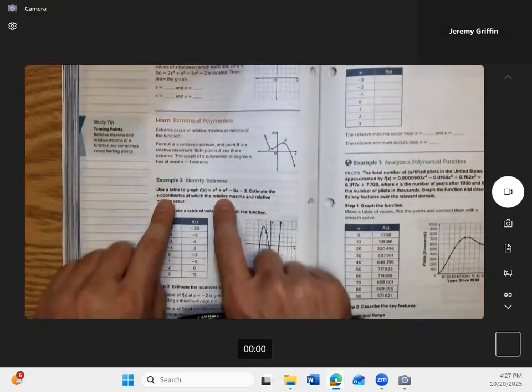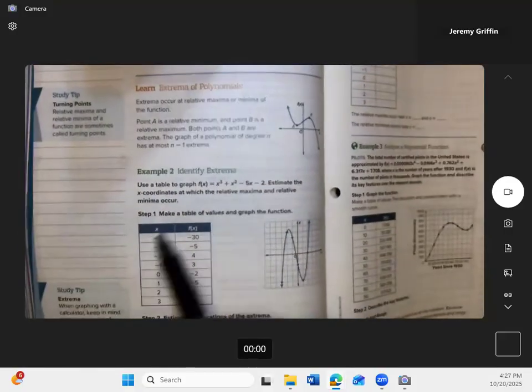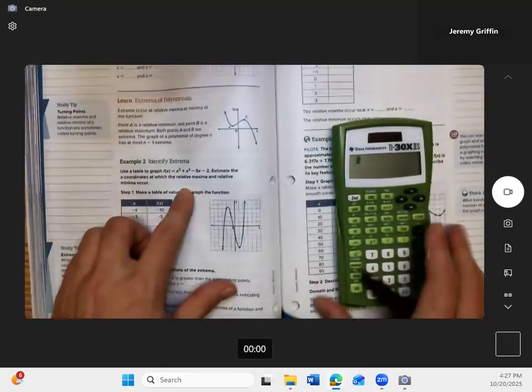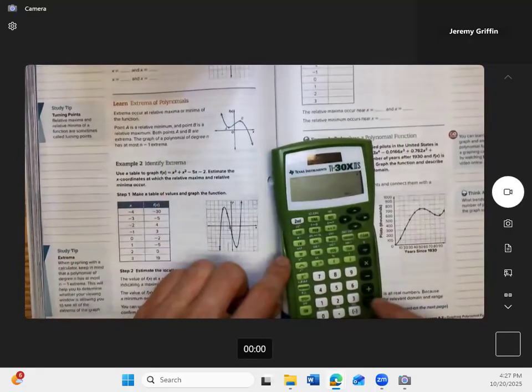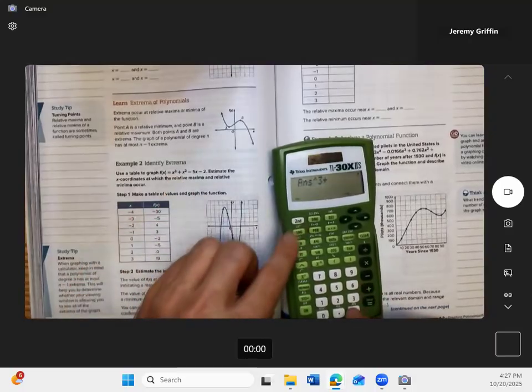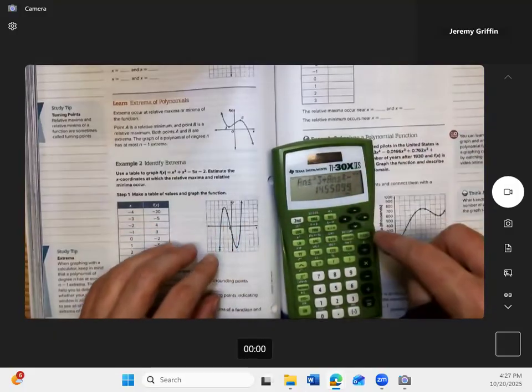Okay. Example 2, identifying extrema. The same thing, they give you a polynomial. We got x to the 3 plus x squared minus 5x minus 2. They're recommending making a table, plotting points, and then being able to answer the question from there. Those same things as before. I'm going to plug into my scientific calculator: x to the 3 plus x squared minus 5x minus 2. Wait, the first answer is off, don't worry about that.